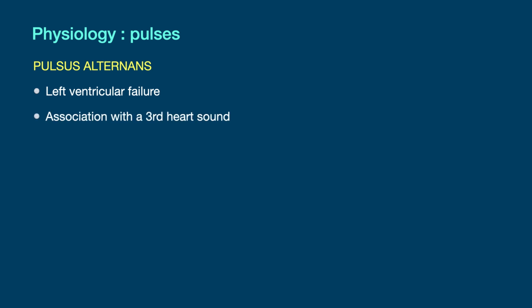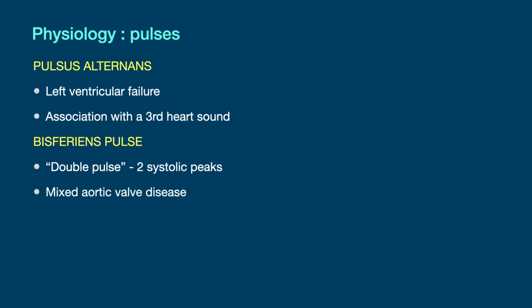Pulsus alternans is a regular alternation of the force of the arterial pulse and seen in severe left ventricular failure associated with the third heart sound. Bisferiens pulse is a double pulse with two systolic peaks. It's seen in mixed aortic valve disease. A jerky pulse is seen in hypertrophic obstructive cardiomyopathy.